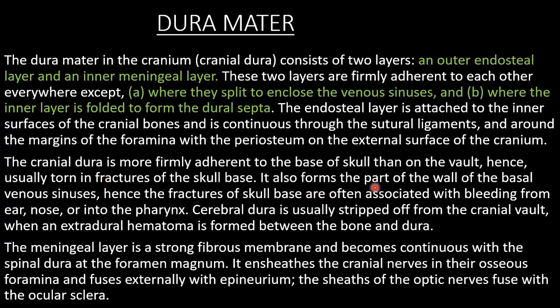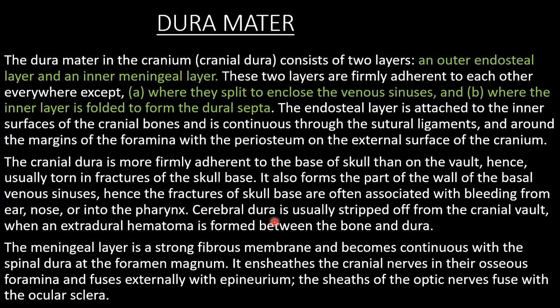It also forms part of the wall of the basal venous sinuses. Hence, fractures to the base of the skull are usually associated with bleeding from the ears, nose, and also bleeding to the pharynx. Okay, so one can have a fracture to the base of the skull, and you see them vomiting blood because it has leaked into the pharynx.